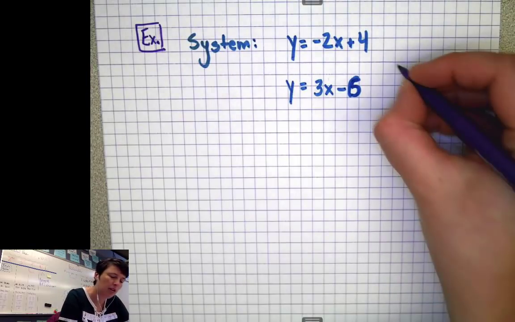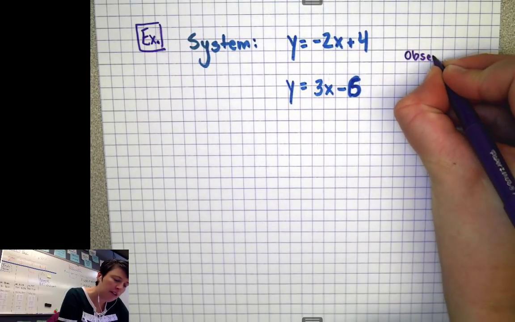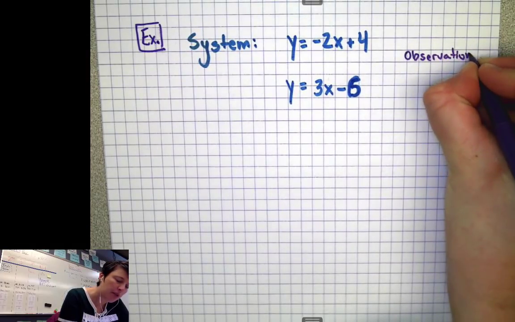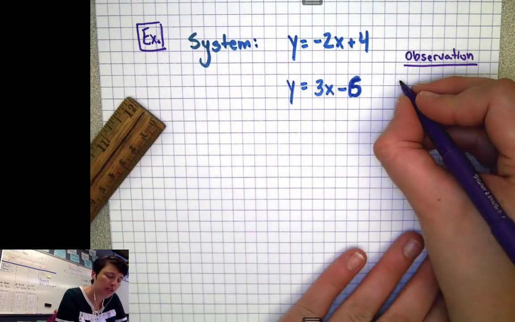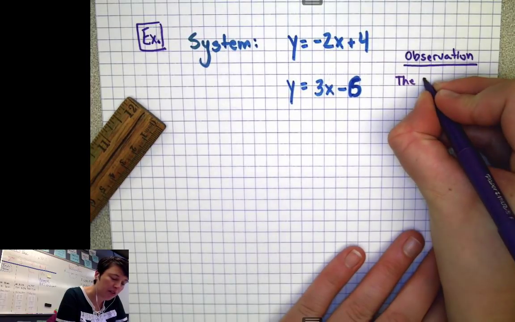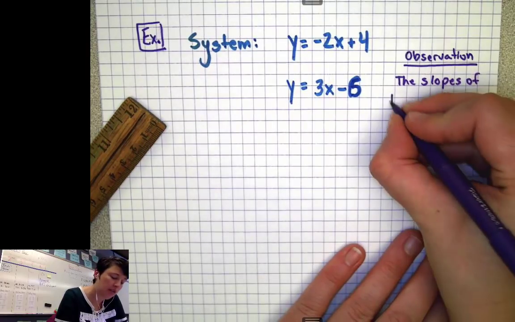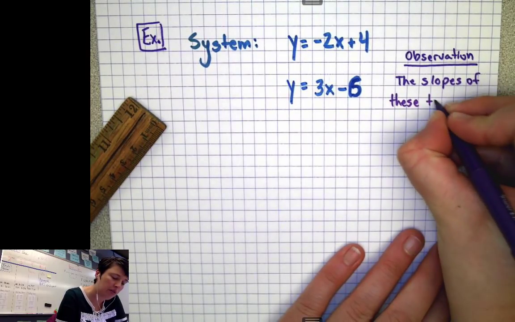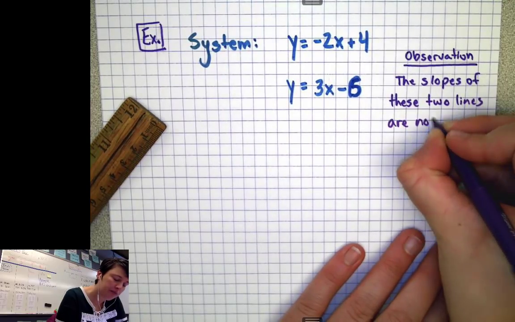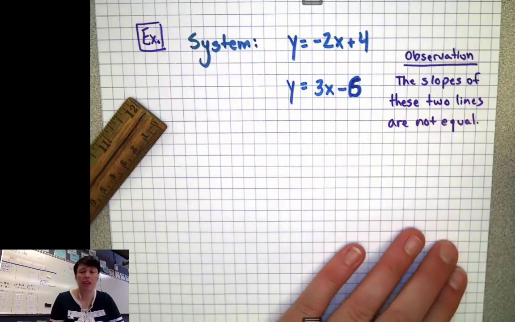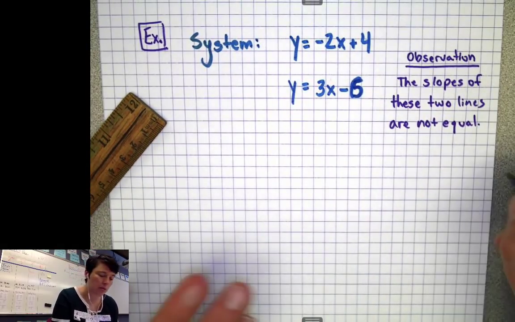And I'm going to put a little note over here as an observation. So observation, what do I see? Because if I was on a test, I'd really want to prove that I understand this problem. My observation would be the slopes of these two lines are not equal. They're not equal. One of them's negative 2, one of them's 3. So the slopes of these two lines are not equal.